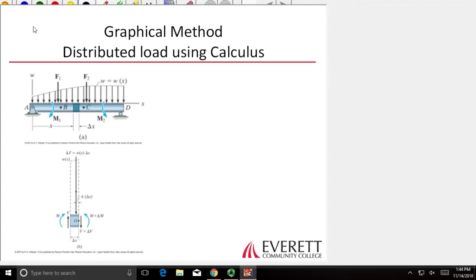Okay? So if we treat it like a rectangle, we just need base times height. Base is delta x. Height is w(x). So the change in force is equal to w(x) delta x, which means the magnitude of that is w(x) delta x.